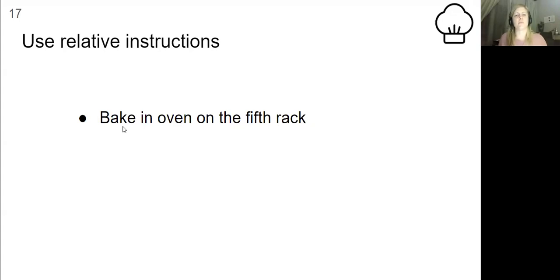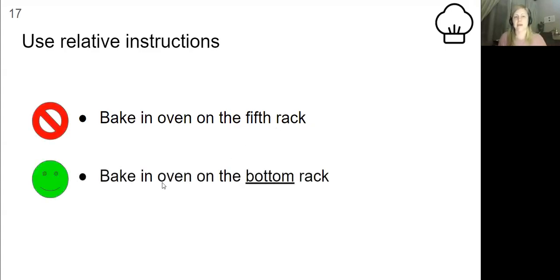He gives an example here: bake in the oven on the fifth rack. Maybe one oven has 5 racks and maybe some have 7, which is crazy. So when you say fifth, is it from the top or the bottom? That's not an instruction that's going to be interpreted the same by everyone. Better would be bake on the bottom rack, because everyone will have a bottom rack. That's what we mean in terms of baking by a relative instruction. In terms of coding, it means this can run on anyone's computer. Don't make it specific to your computer or something that you do.